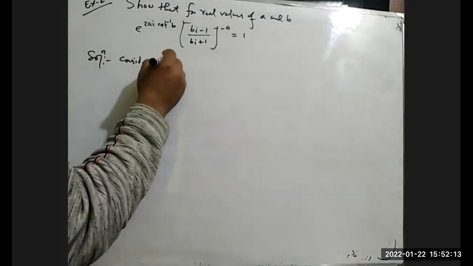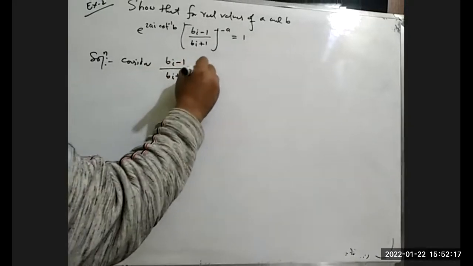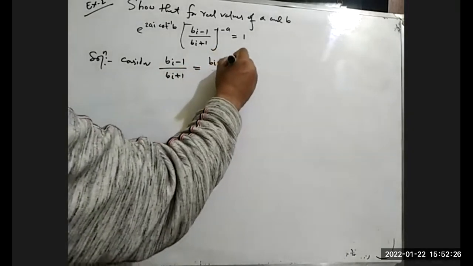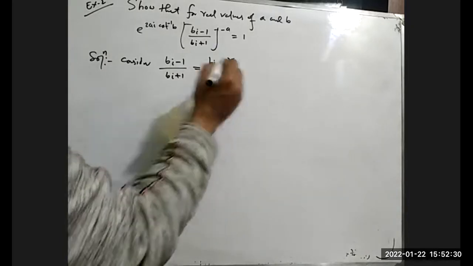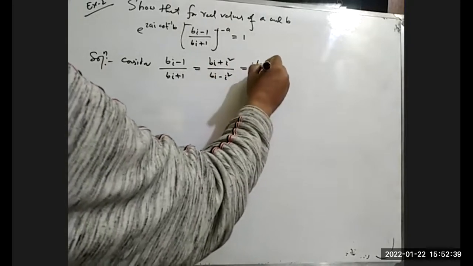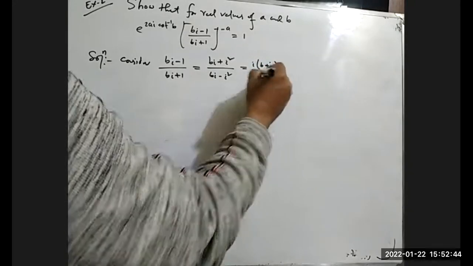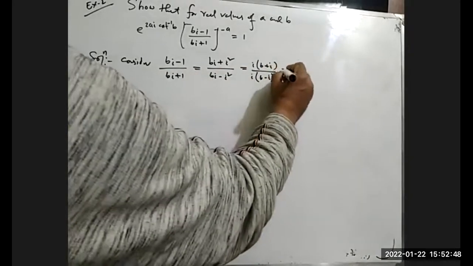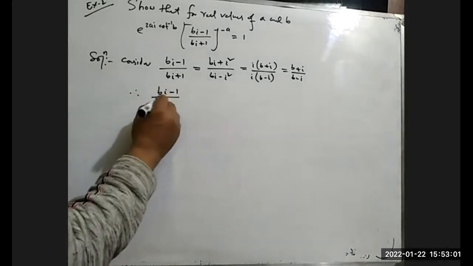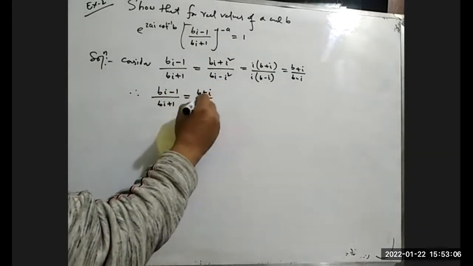Now, how can we prove this? Solution. Considering bi minus 1 divided by bi plus 1, this can be written as, since minus 1 equals i square, right, i plus i square divided by bi minus i square. Can we write i square equals minus 1? This is why i will be common from here, b plus i, and i will be common in b minus i. So this equals b plus i divided by b minus i. Therefore, bi minus 1 divided by bi plus 1 equals b plus i divided by b minus i.